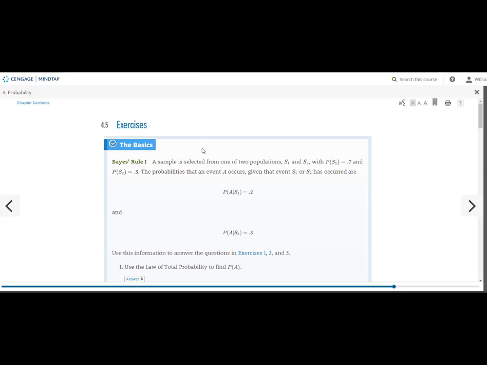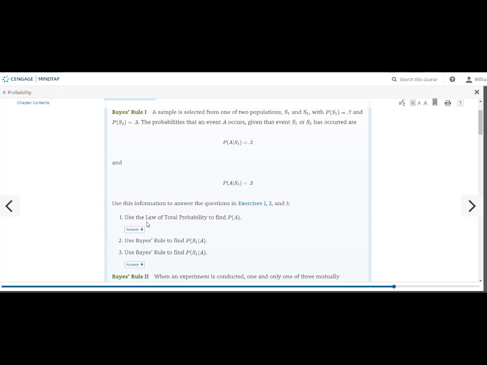The probability that an event A occurs, given the event S1 or S2 has occurred, are as follows. Let's say that A is that the student will stay in Beppu during a break. So given that the student is in S1, that is, given that they're male, the probability that they'll stay in Beppu is 20%, and given that they're female, the probability that they'll stay in Beppu is 30%. Okay, so let's try to do these exercises.